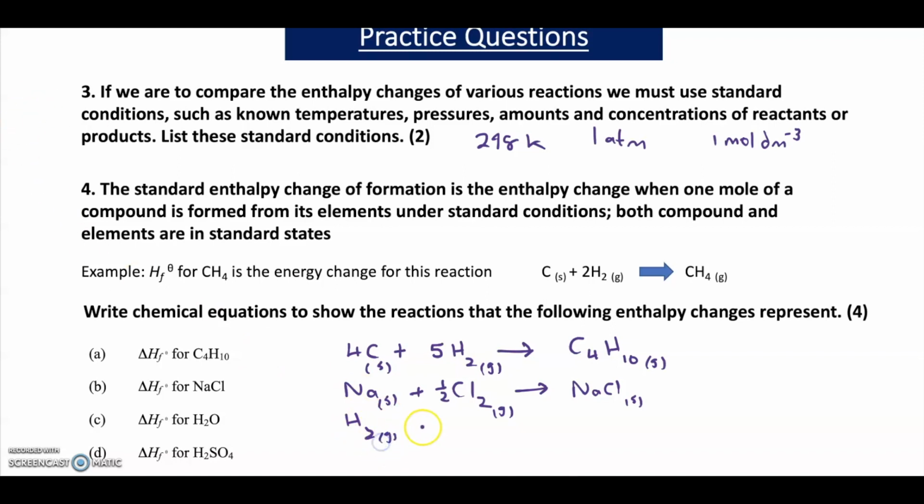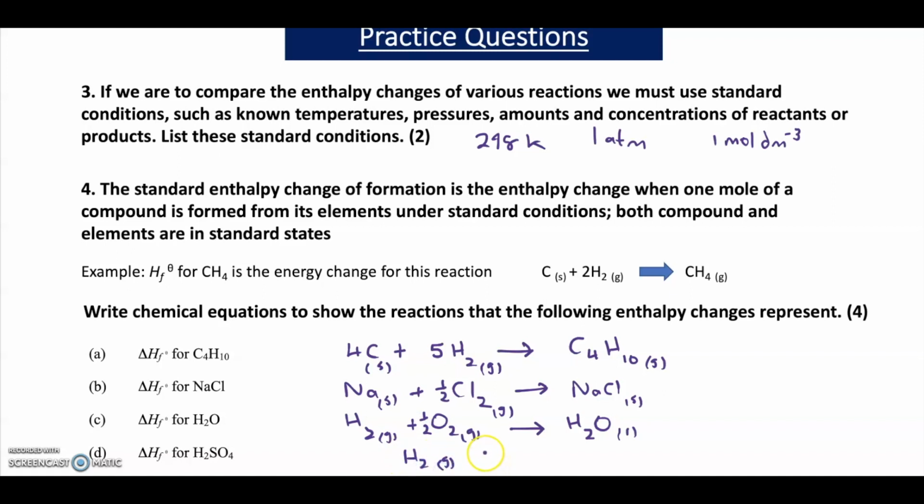So for C, I'm writing an equation to represent delta HF for water. So I form 1 mole of water. So my elements are hydrogen and oxygen. And to balance this, I need to put a half in front of O2, because remember, I can't put a number in front of H2O because I'm forming 1 mole of it. So it'd be H2 plus half O2 forms H2O.